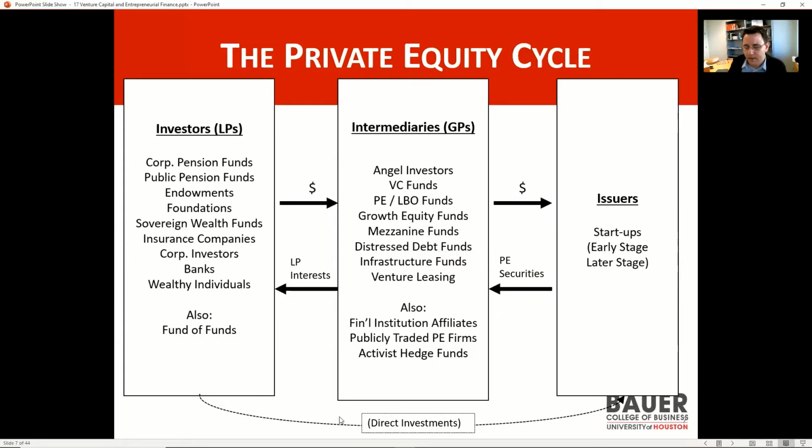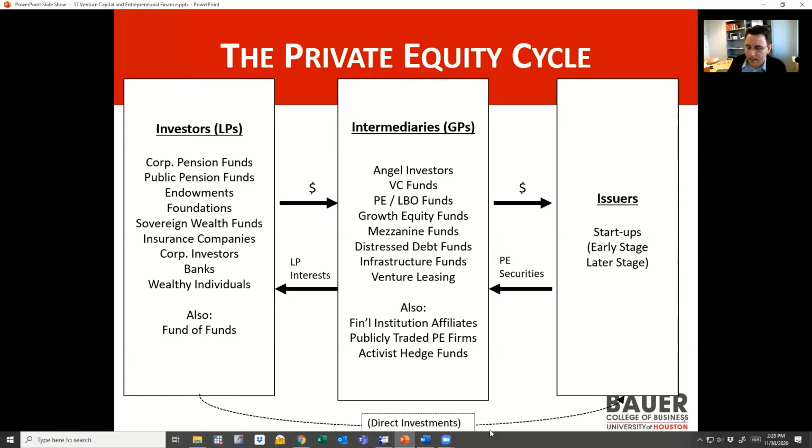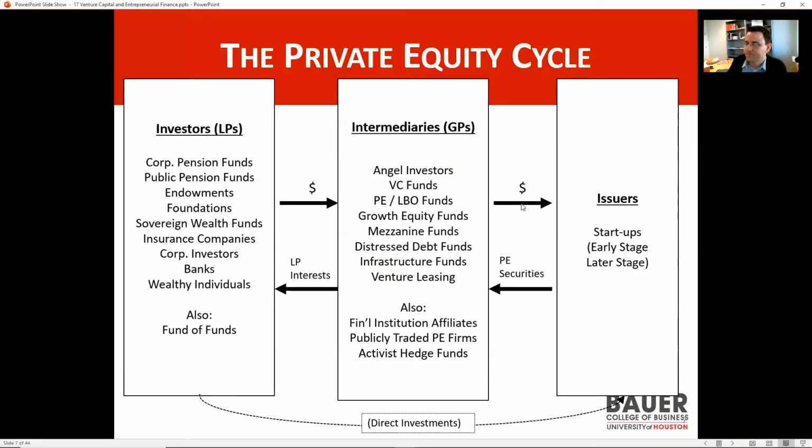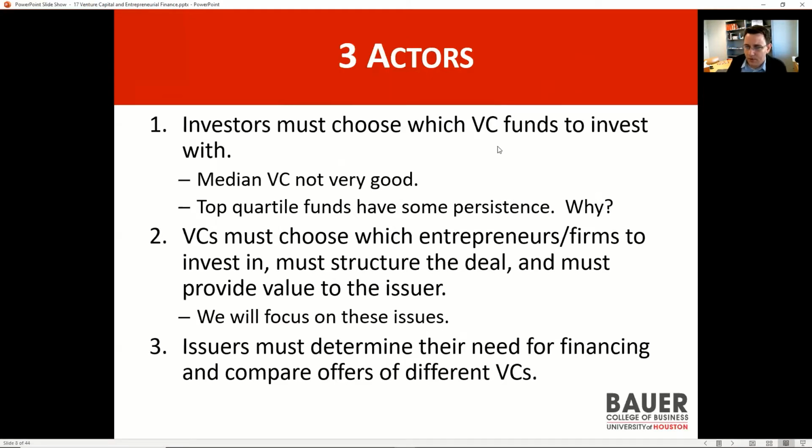Somewhat recently, there's been an increase in direct investments. So sometimes pension funds will take a direct stake in the issuers. That's more the case for private equity, less the case for venture capital, but this does happen sometimes. Okay, so there's three actors we've talked about.